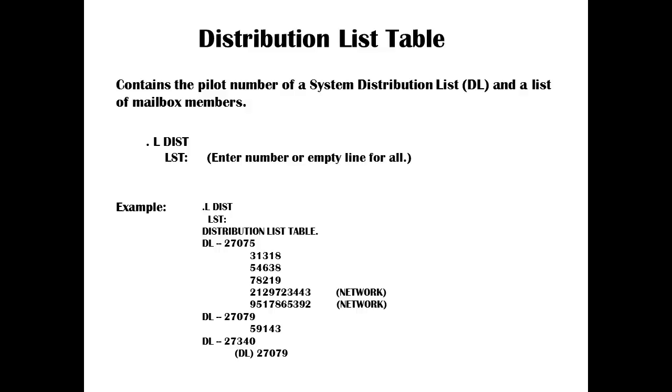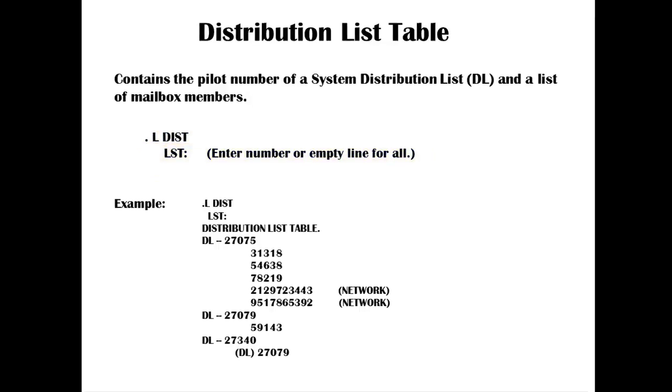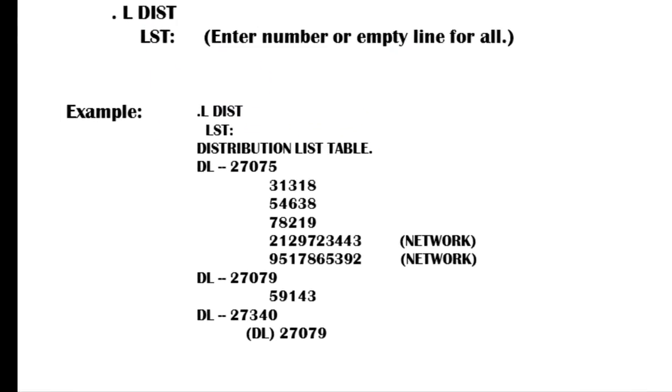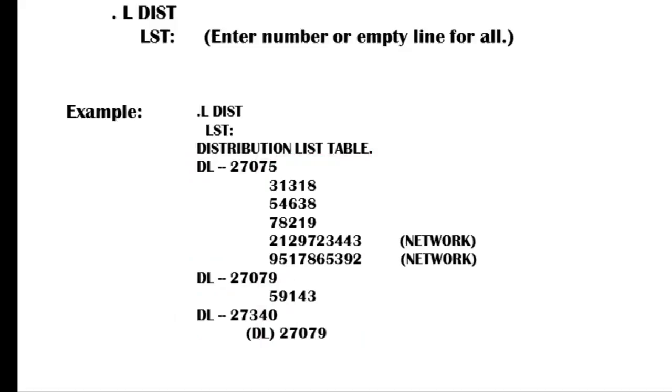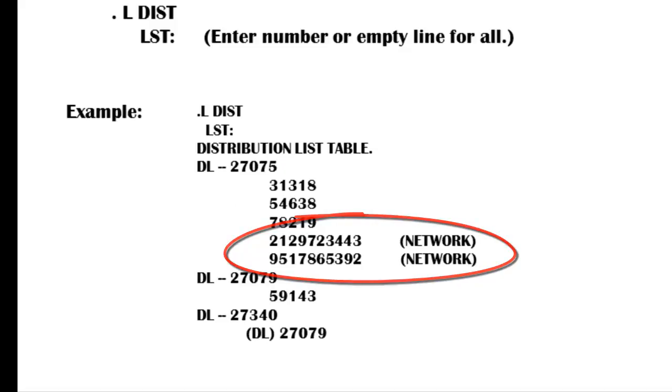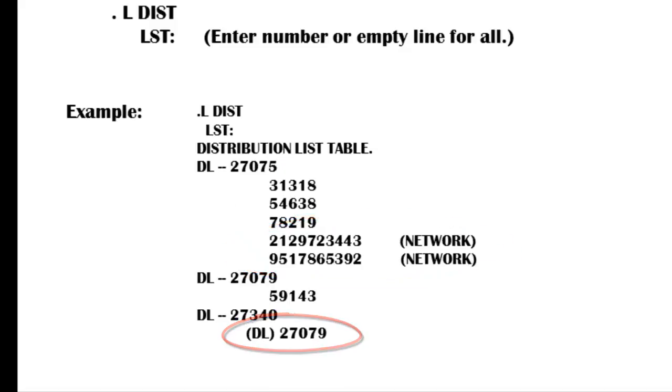The distribution list table. This table contains the pilot number of the system distribution list, or DL, and the list of the mailbox members. At the update prompt, we enter the L space DIST command, followed by a specific number or an empty line for all. As we can see in this example, each distribution list, its pilot number, and members are displayed.